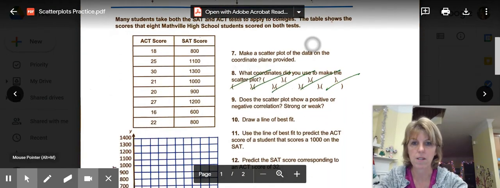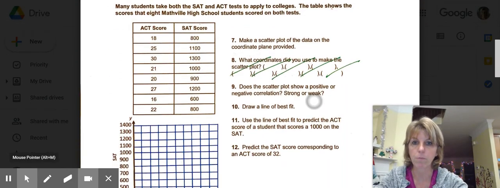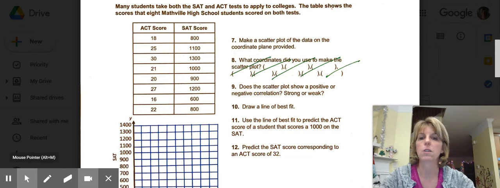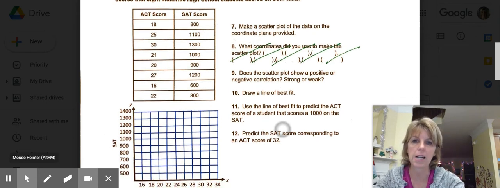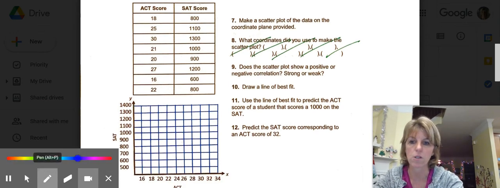Let's move this up. All right. So here we have a table of data that says many students take both the SAT and the ACT tests to apply to colleges. The table shows the scores that 8 Mathville High School students scored on both tests. So we're wondering, is there a correlation between the ACT and the SAT scores that these students took?